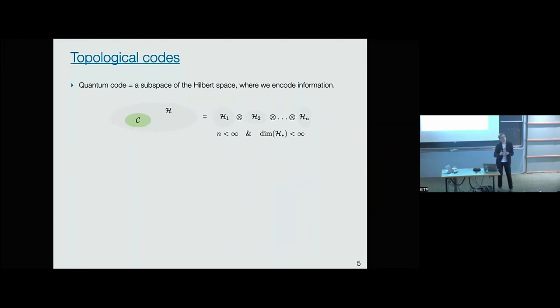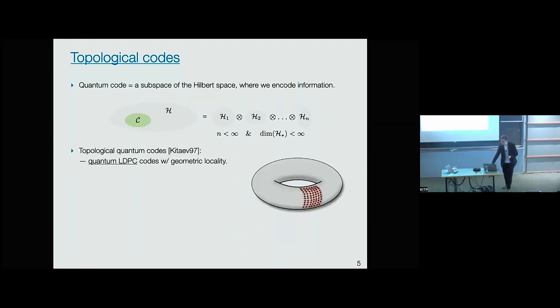So how do we tie this very abstract idea of a quantum code to reality? Here is where the notion of topological quantum codes comes into play. It's an idea due to Kitaev, and here's how it goes. We take a surface of some manifold, for instance a torus, and then we place qubits on the surface, and we can realize the code by measuring certain operators.